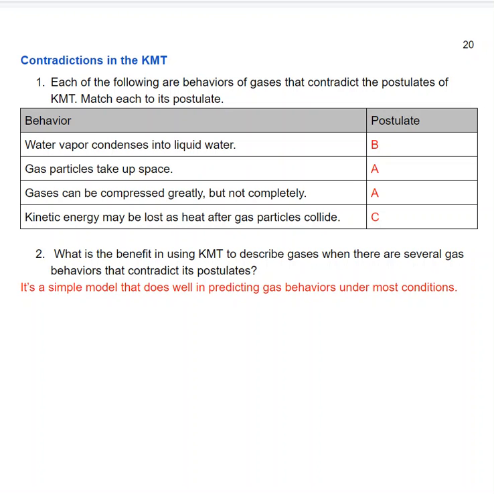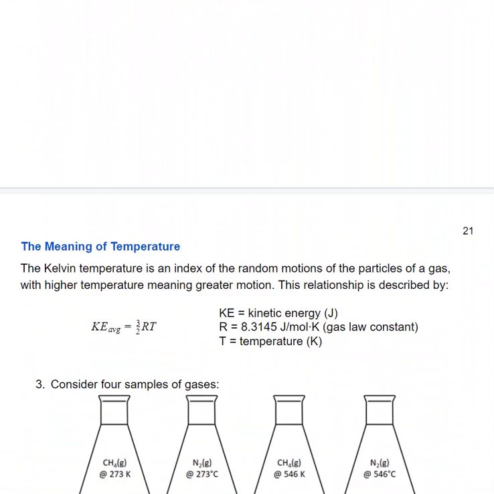This contradicts postulate C. So why do we use this kinetic molecular theory when we see so many behaviors that contradict its postulates? And that's because it's a simple model that does well in predicting gas behaviors under most conditions. So under most conditions, this is good enough for us to understand the behavior of gas particles. And what's important is that it's a simple model. So this helps us really understand approximate behavior of gases.